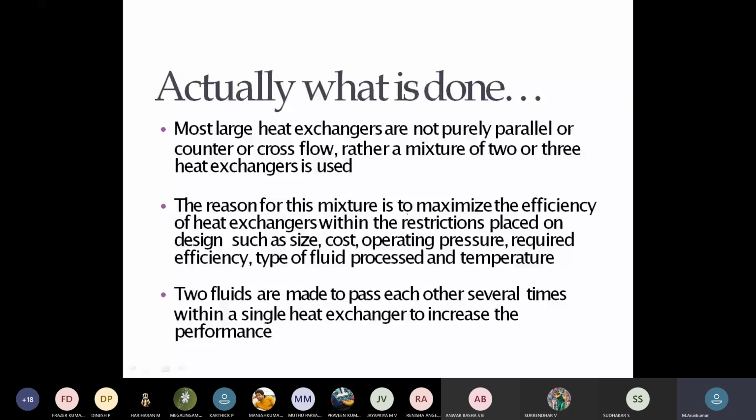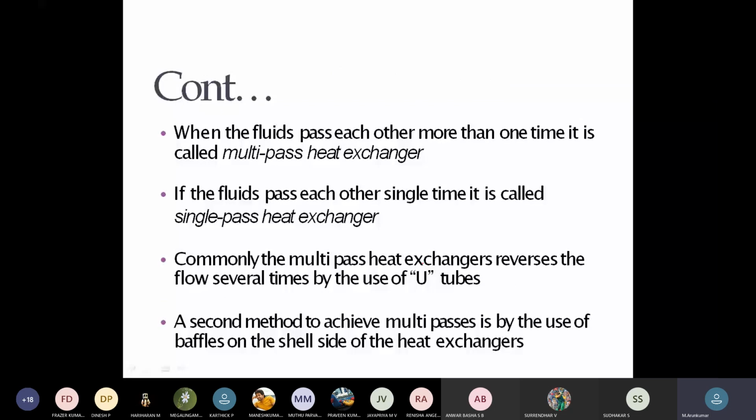Then two fluids are made to pass each other several times within a single heat exchanger to increase the performance. So there will be some more passes, some more folds. When the fluids pass each other more than one time, it is called a multi-pass heat exchanger. If the fluids pass each other a single time, it's called a single pass heat exchanger.